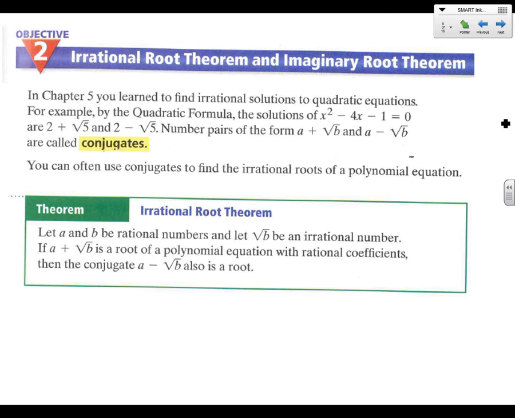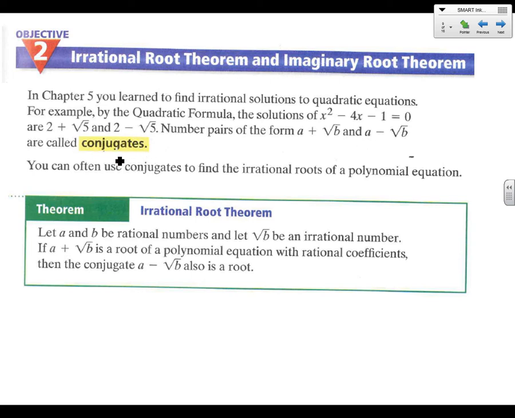All right, and so before we do that, we need to know about conjugates. All right, so if we have a quadratic, like x squared minus 4x minus 1, the solutions are 2 plus root 5 and 2 minus root 5. And so anytime you have a pair like this, where it's a plus a root and a minus a root, they're going to be conjugates.